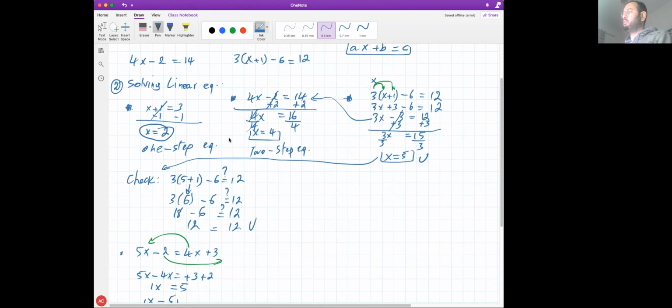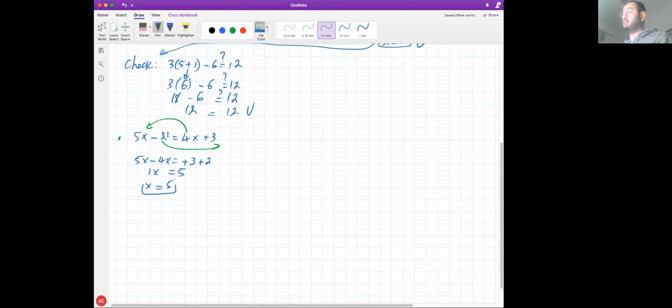If you have x on one side only, like here, you just need to cancel this and then cancel this. You may still move the negative 2 if you want. You can move it, it becomes positive 2, and combine it with the other one and then divide. But if you have x's and numbers at the same time, then you do both at the same time.